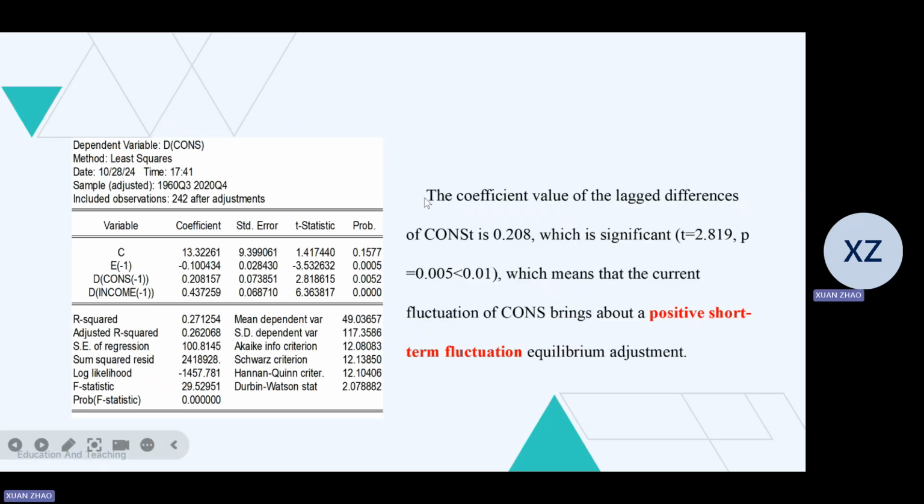And we can also see that the coefficient value of the difference of consumption is 0.208, which is significant. Here the probability is 0.0052, which is less than 0.01. This means that the current fluctuation of consumption brings about a positive short-term fluctuation equilibrium adjustment.